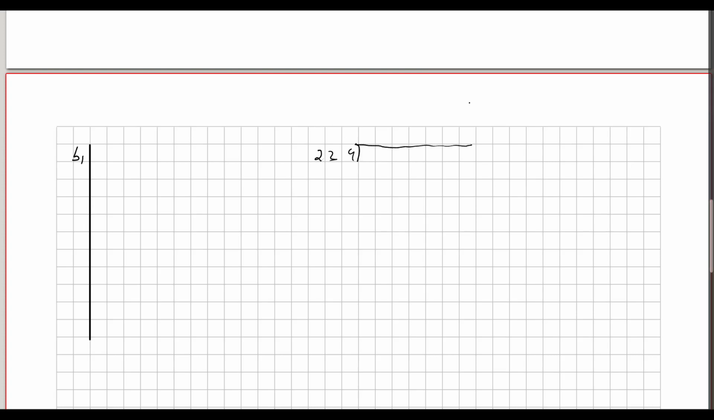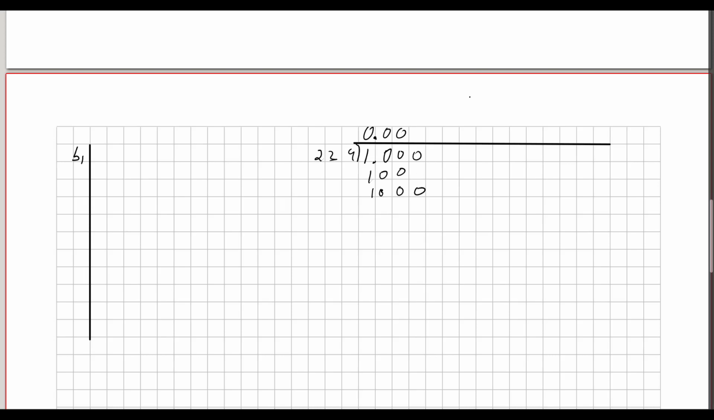239 into 1. Well, it doesn't go into 1, so we'll just put a 0, like so. So 0. So 10. It won't go into 10 obviously, so we'll carry that over. 100 won't go into that, so we'll carry that over into 1000.